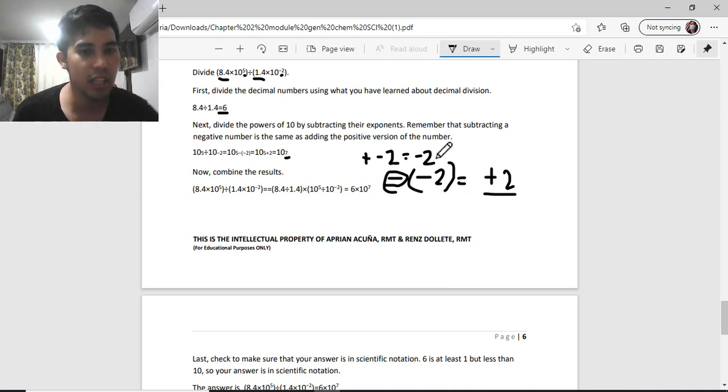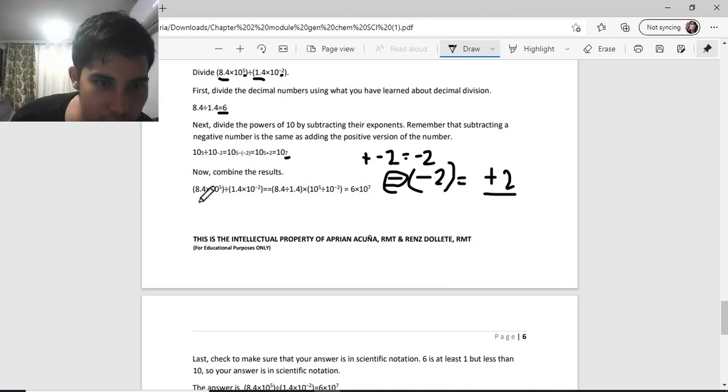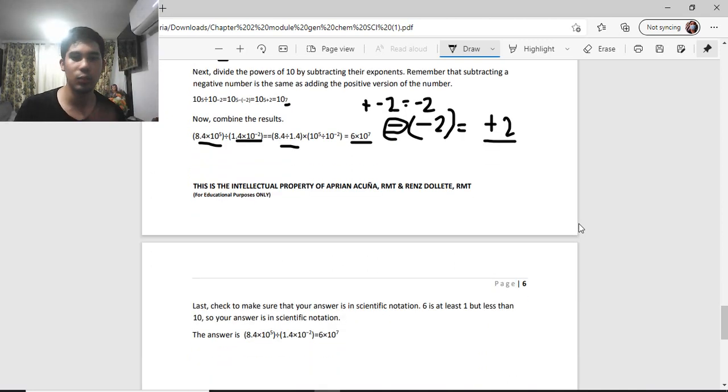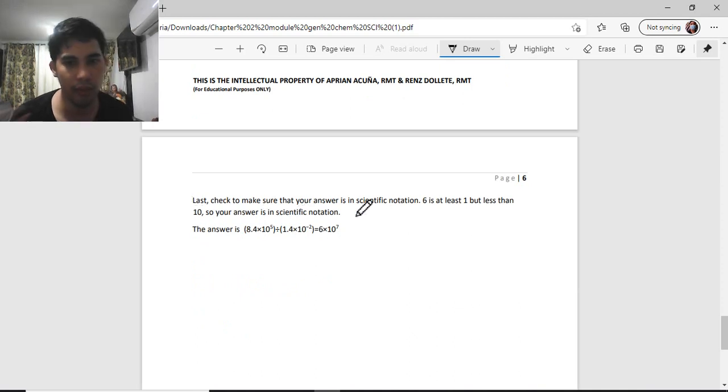Then kindly combine your process. Kung i-divide mo, then times 10 raised to negative 2, which is 6 times 10 raised to 7. Okay. Last, check if the final answer is amuna. Since 6 is at least 1 but less than 10, then your scientific notation is right.